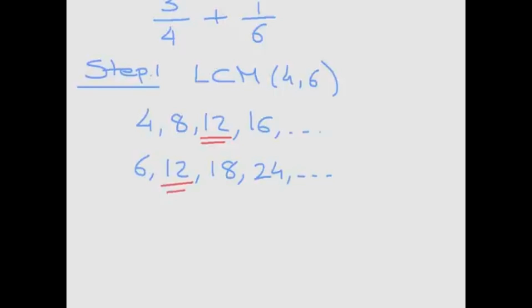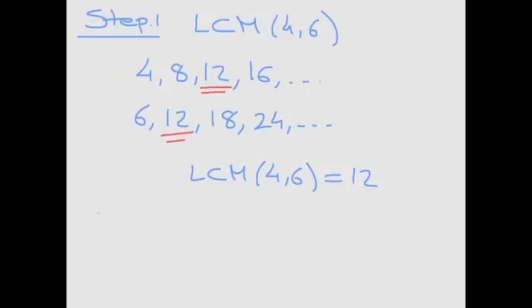And so we can write below, LCM of 4 and 6 is equal to 12. And that's our first step done. The second step of this method is to express both fractions as fractions over 12. In other words, we have to express both fractions over the least common multiple that we found in step 1.